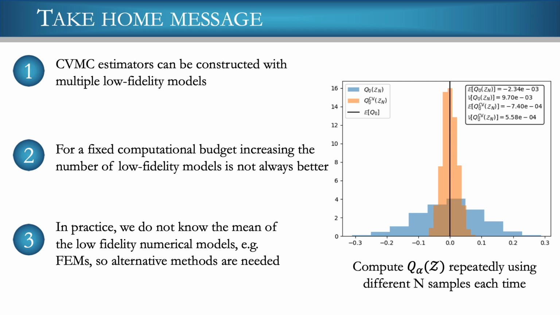Finally, I hope that you understand that we can only use control variate Monte Carlo with one low fidelity model or multiple low fidelity models when each of those low fidelity models has a known target statistic. You can learn more about other Monte Carlo estimators that do not have this restriction in future tutorials.